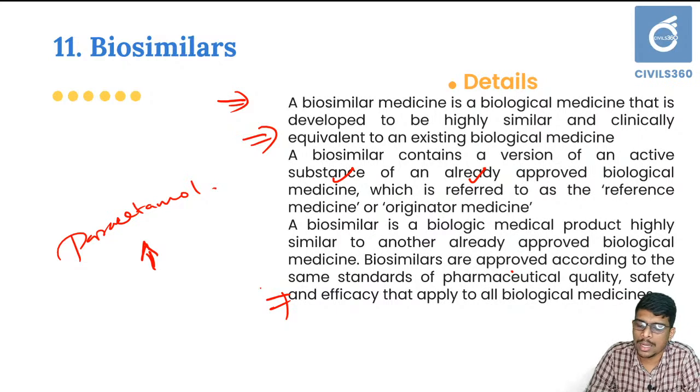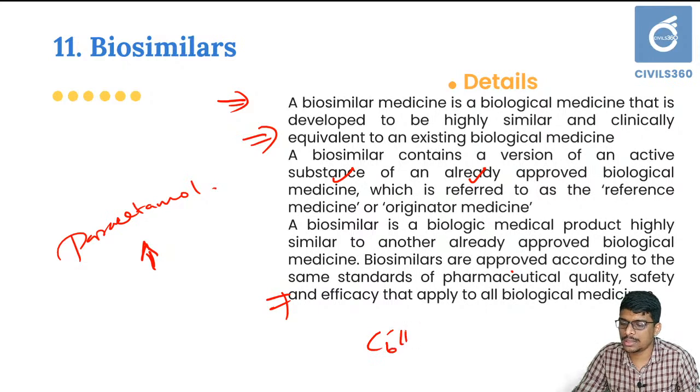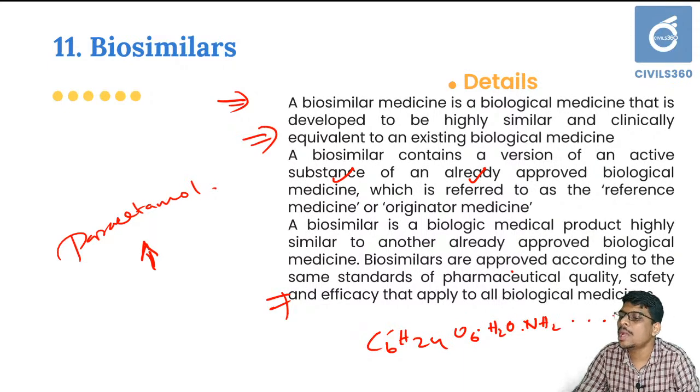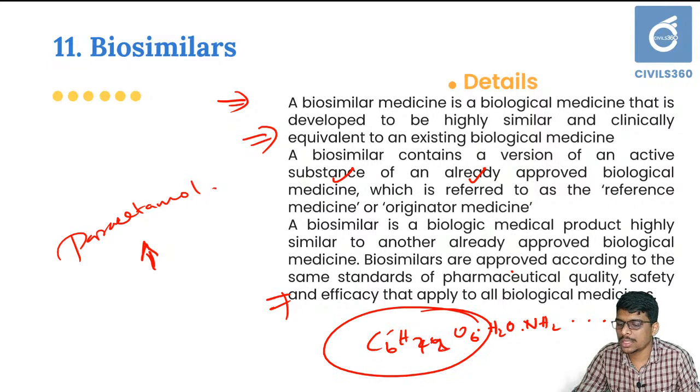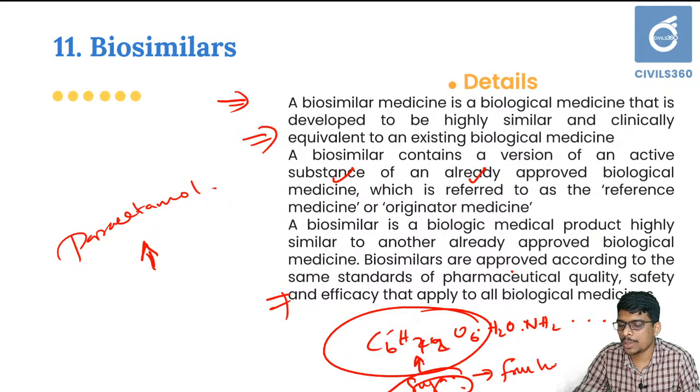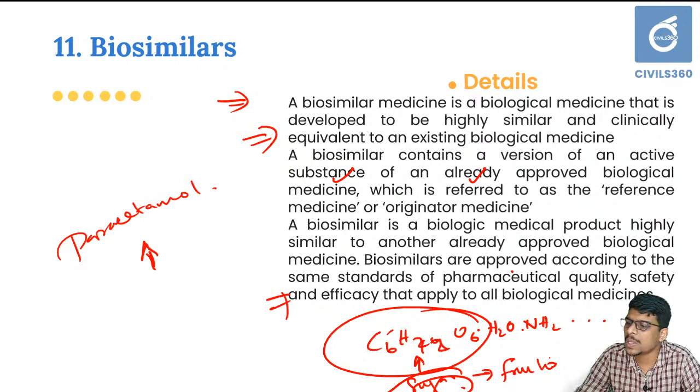For example, there will be C6H24O6.H2.NH2. This will be the component of a certain medicine, and I will be changing that. This part will be C6H12O6. This can be identified as a sugar component, and I will be changing this sugar component to some other sugar component, fructose or lactose or something else. And that means it is a biosimilar. That is, it will be very much equivalent to the already existing medicine, but there will be certain differences.